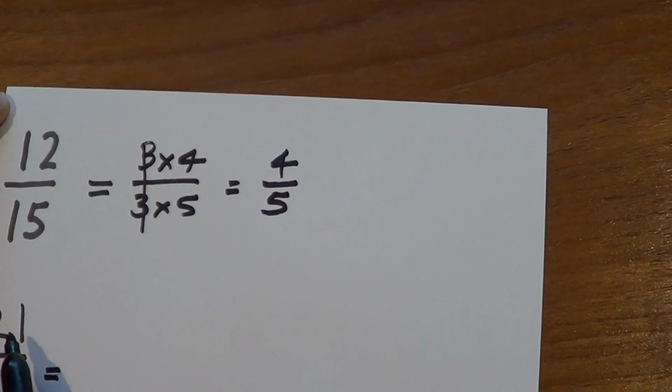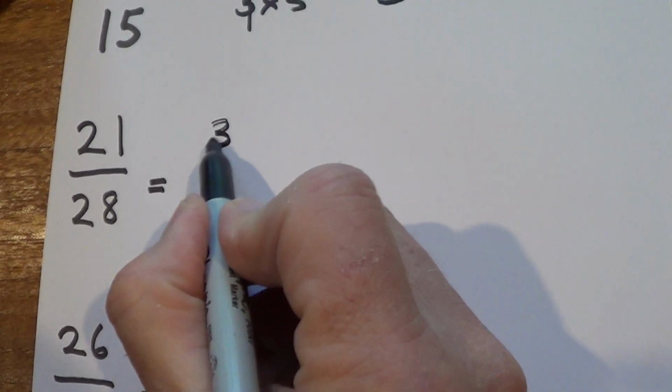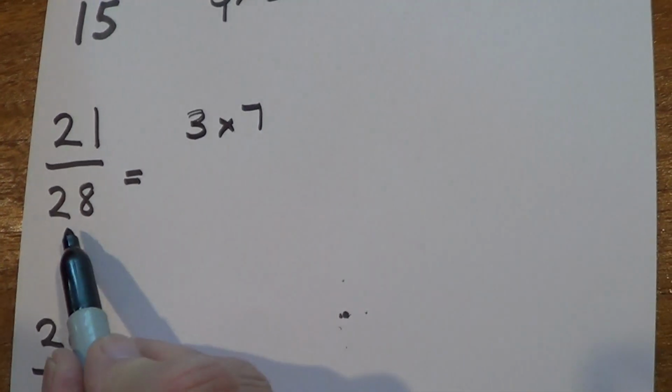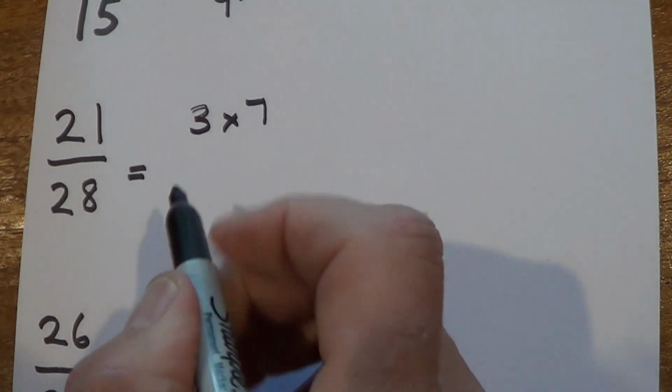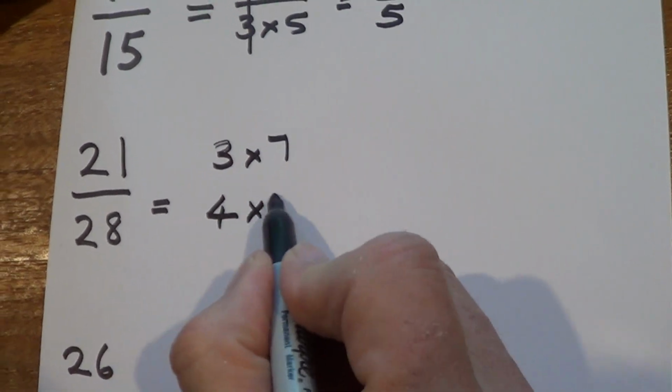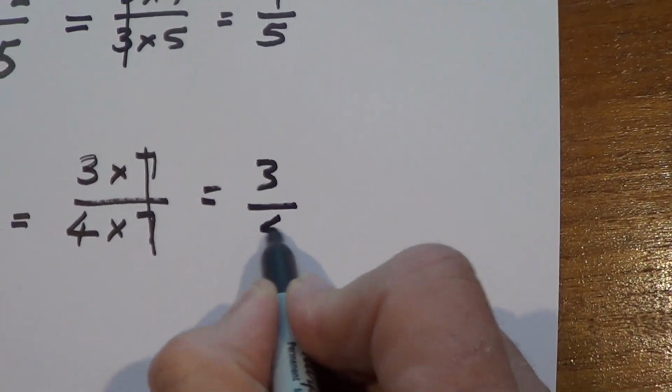The next one is 21 over 28. Well, that's got a factor of 3, it's 3 times 7. That doesn't have a factor of 3. Can we get a factor of 7 out of that? We can, because that is 4 times 7. And we cancel out the 7's, and that is 3/4.